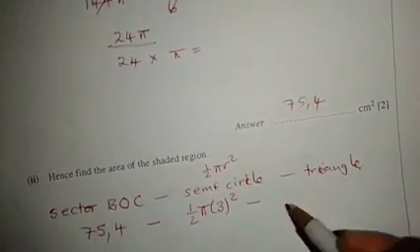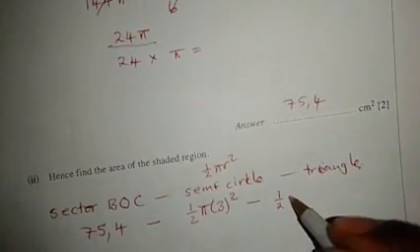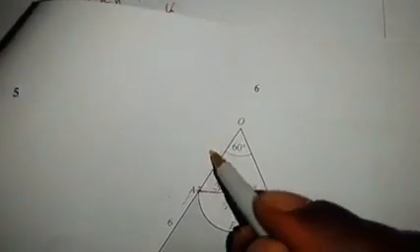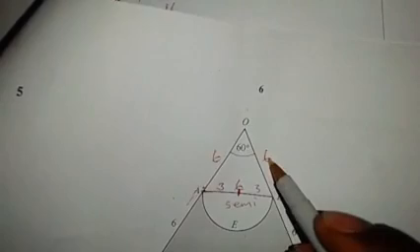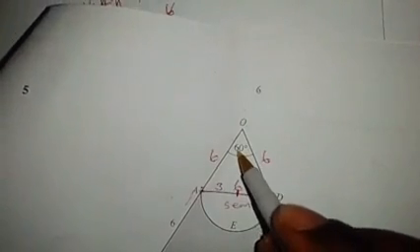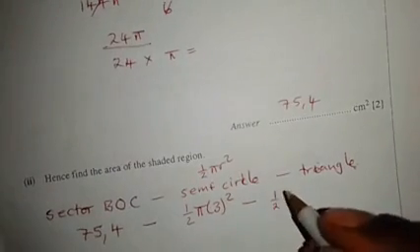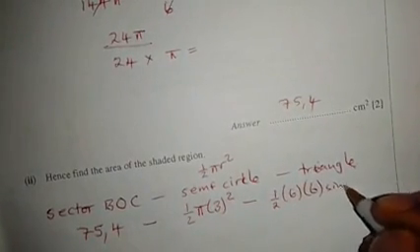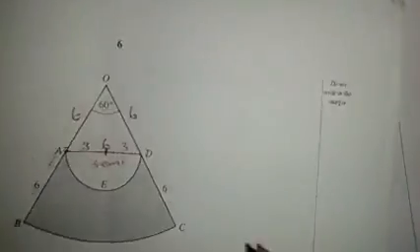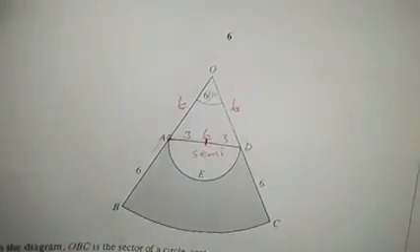Then minus. Area of triangle is half AB sine theta. So we had 6 and 6. This 6 is A, this 6 is B, and 60 degrees is the theta. So it's half times 6, times 6, then sine 60. So 75.4 is representing the whole shape.